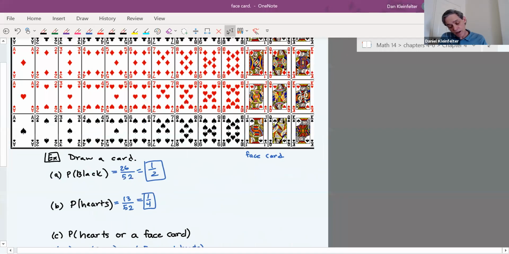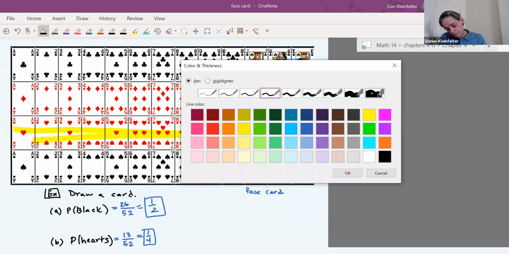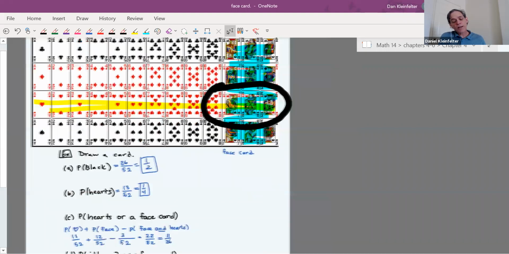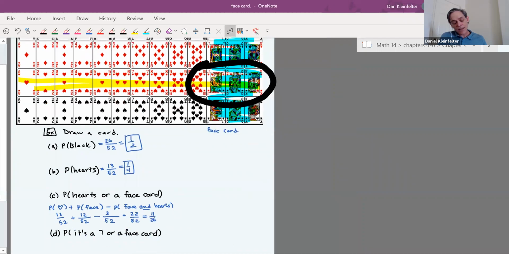All right, so once again, just to make sure that we are okay with that, we want to know the probability of getting hearts. That's all these. Or a face card. That's all those. And then as you can see, there are 3 cards that are hearts and face cards. So we don't want to count those twice, which is why we ended up subtracting that 3 out of 52 at the end. We had 13 heart cards, 12 face cards, and 3 cards that are both hearts and face cards. And so we had to subtract for that duplication.